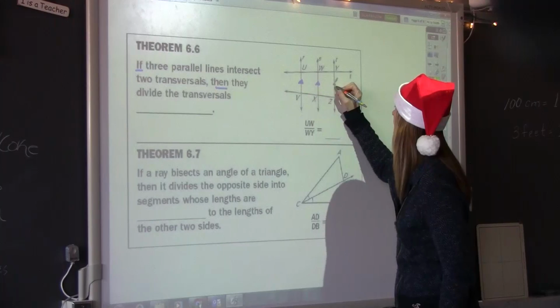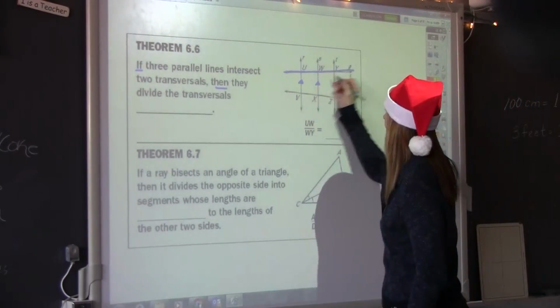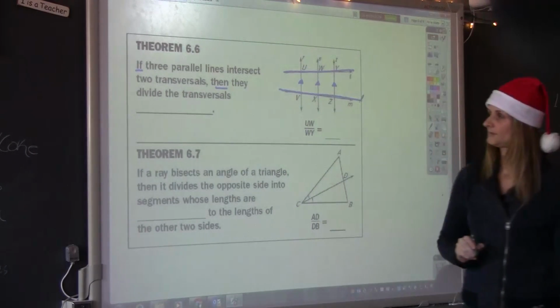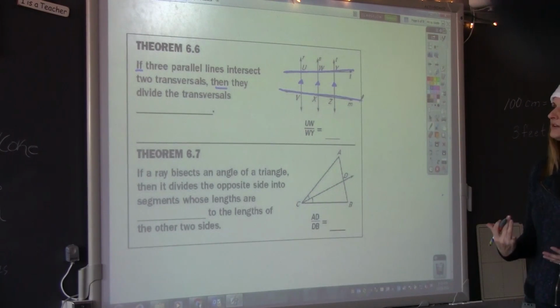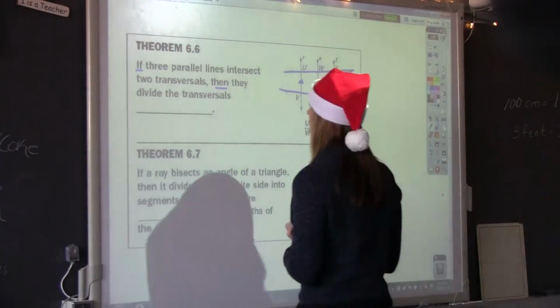So there's our 3 parallel lines, and they intersect 2 transversals. Thank you for the sound effects. I need those. Then they divide the transversals.